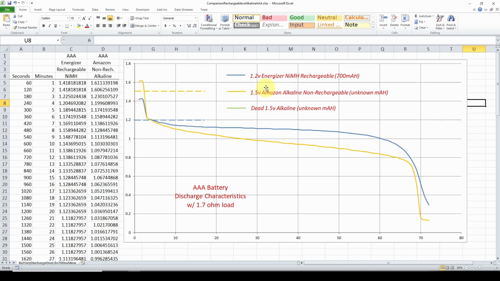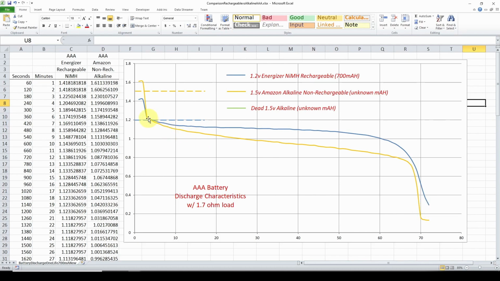So if we look at this Energizer, it starts out a little over 1.4 volts. When I connect the load, it immediately drops to about 1.2, which is its rating. And you can see it only stays there for a moment, and then after 10 minutes, it's down below 1.2, and it kind of flattens out, and this is around 1.1 volt. And then after about 60 minutes, it's down to 1 volt. And after about 60 minutes, or 1 hour, you can see it suddenly drops off very quickly, and the voltage gets down to, in this case, about 0.3 volts after about 70 minutes.